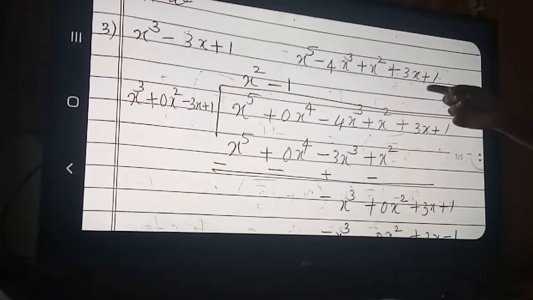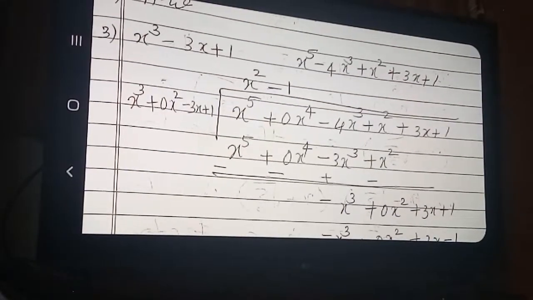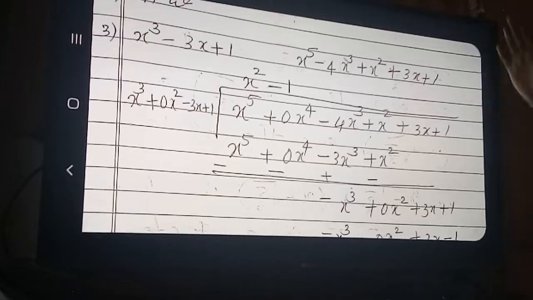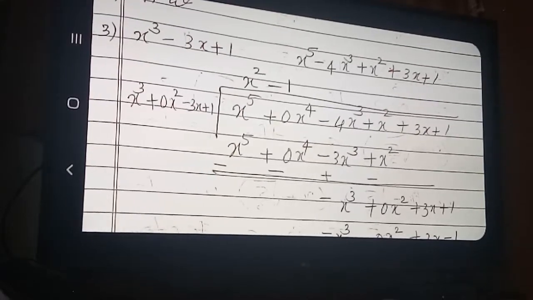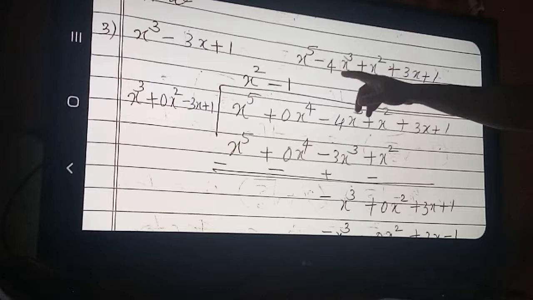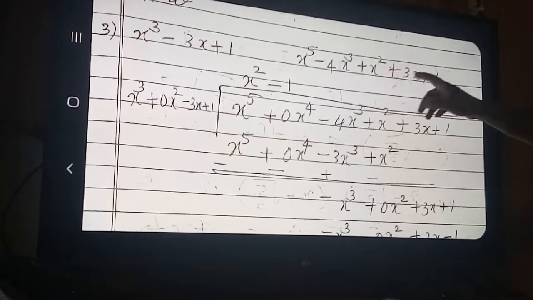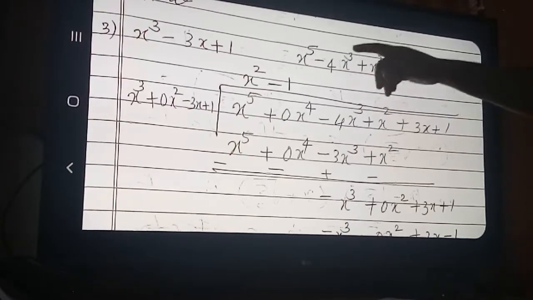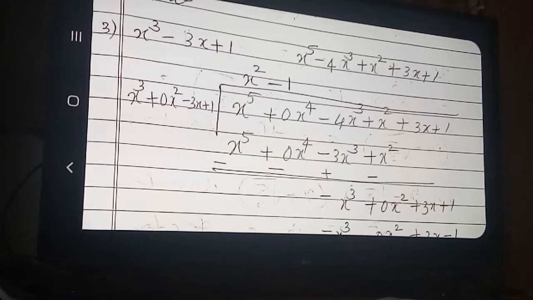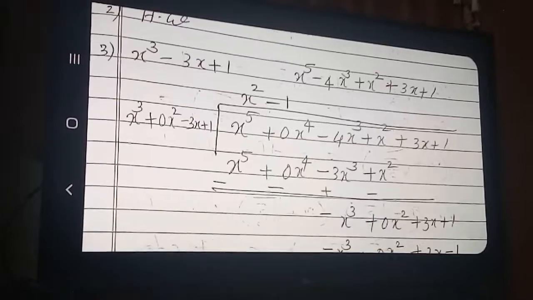Now the same for the next sum. Listen to the question. It is a 5th degree polynomial, that is why I have taken it. So x raised to 5 minus 4x cube plus x square plus 3x plus 1, and it is being divided by x cube. The x square term is not there, so I added x square term minus 3x plus 1.